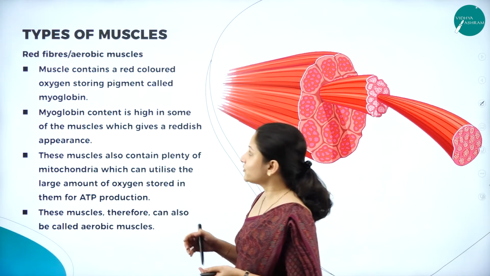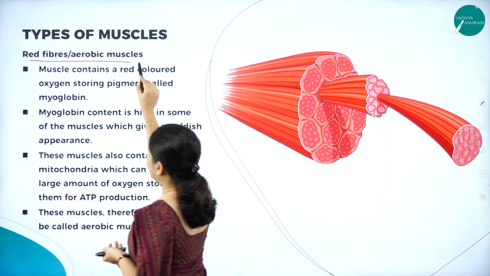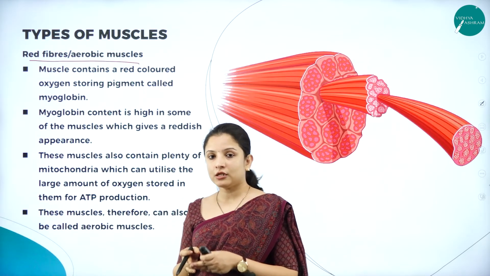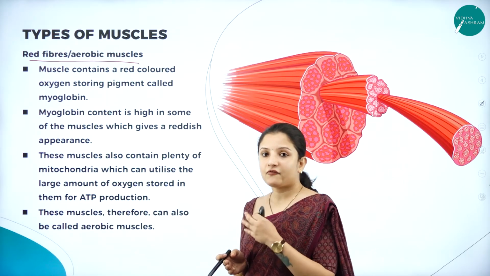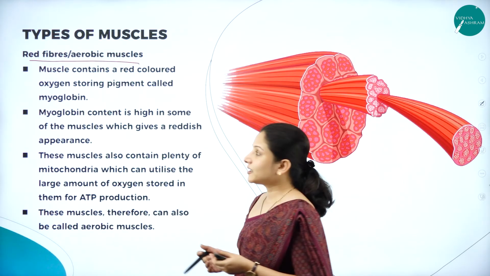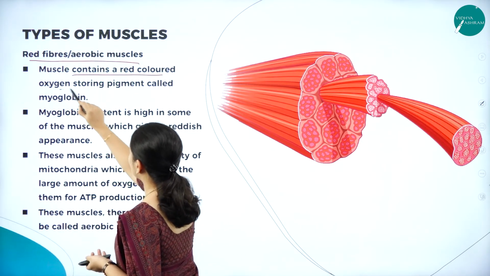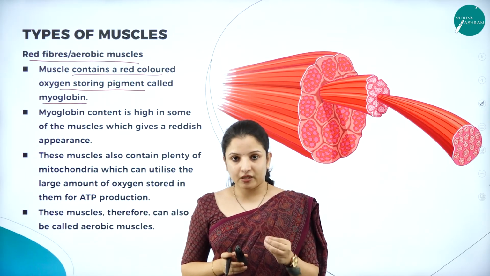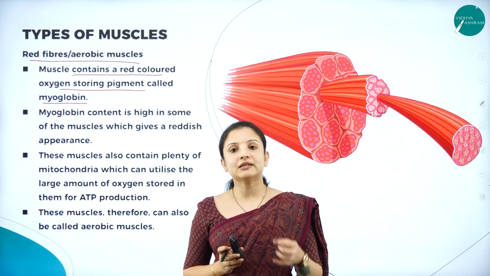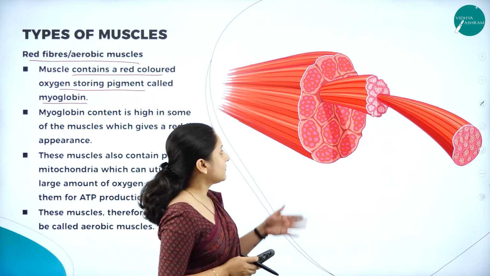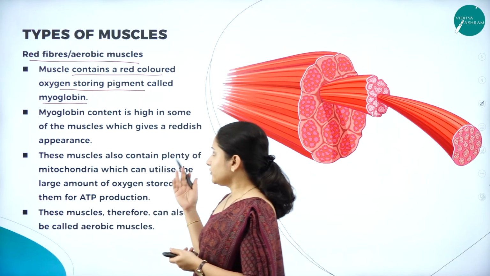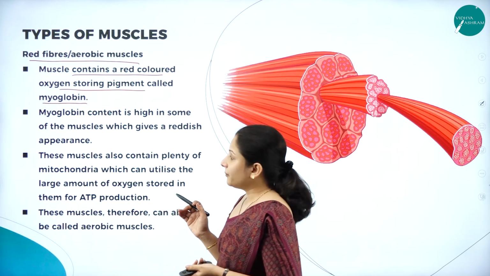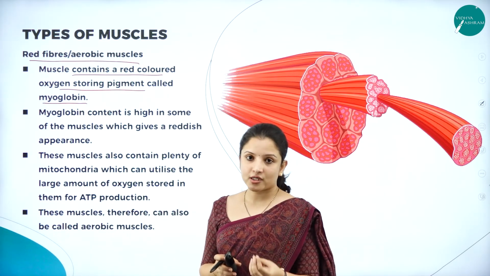There are actually two types of muscles. One is called the red fiber, or the aerobic muscle, and the other one is the white fiber. We shall look into it. First, talking about the red fibers or the aerobic muscles. Muscle contains a red colored oxygen storing pigment called myoglobin. Myoglobin is a red colored pigment which contains oxygen. If that is present in abundance in a muscle, then that will give the red color to the muscle. Based on the color, they are called the red muscles, red fibers or aerobic muscles. Why aerobic muscles? Because oxygen is present there.